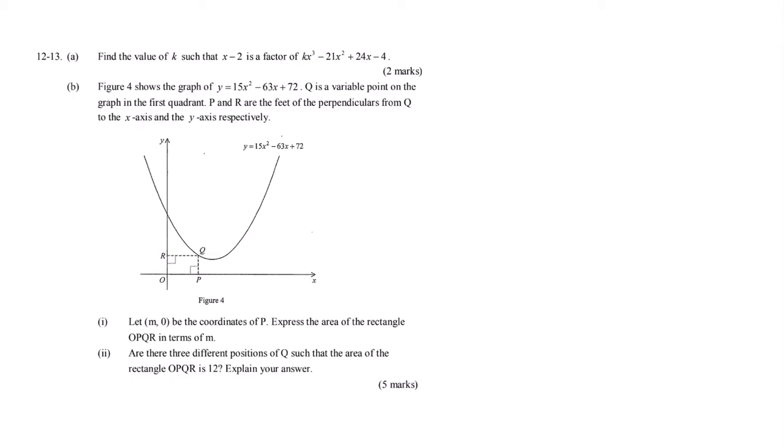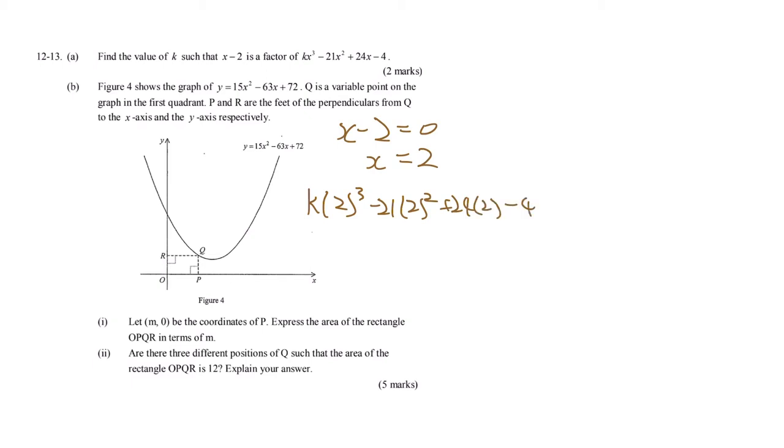The first one, you have to find the value of k such that x minus 2 is a factor of this function. This gives you a lot of hints already, so you just have to substitute this into the equation. What does x minus 2 mean? It means x minus 2 equals 0. So you move the 2 to the other side, so x is 2. Your next step will be to substitute 2 in here: k times 2 cubed minus 2 times 1 squared plus 24 times 2 minus 4.